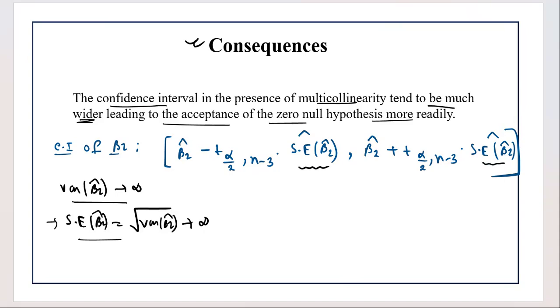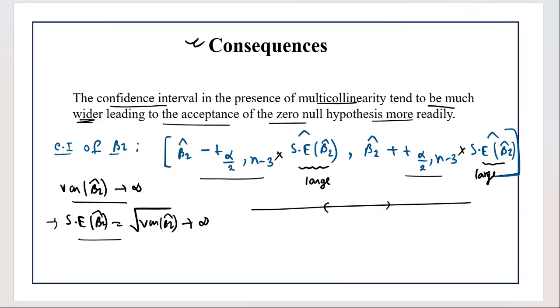So if multicollinearity is present, then this quantity will be very large, and this quantity will again be very large. If these quantities are very large, then the confidence interval itself will be very large. See, they are in a multiplicative form. If you multiply something with a very large number, then obviously the value will be inflated. So the lower bound will also be inflated, and the upper bound will also be inflated.